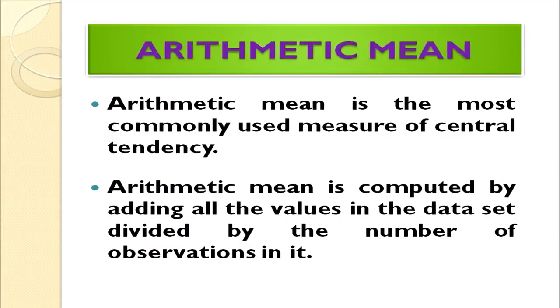How do we compute arithmetic mean in case of individual series, discrete series, and continuous series? Let us start and discuss the arithmetic mean first. What is an arithmetic mean? It is the most commonly used measure of central tendency and it is computed by adding all the values in the data set divided by the number of observations in it. This is how we calculate arithmetic mean.